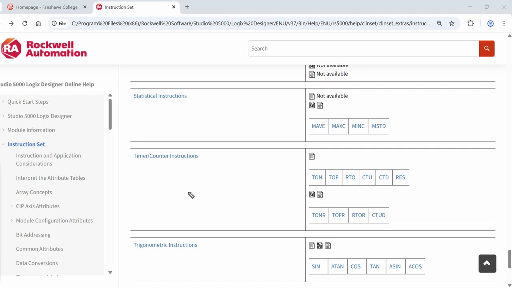Very easily we can think of using the counter instruction to program the toggle switch logic. Underneath the instruction set, Rockwell put timer and counter together as one group. So the first three instructions are for timers. Obviously, we cannot use the timer to solve the toggle switch problem. By the way, the timer instruction has a more complicated application.